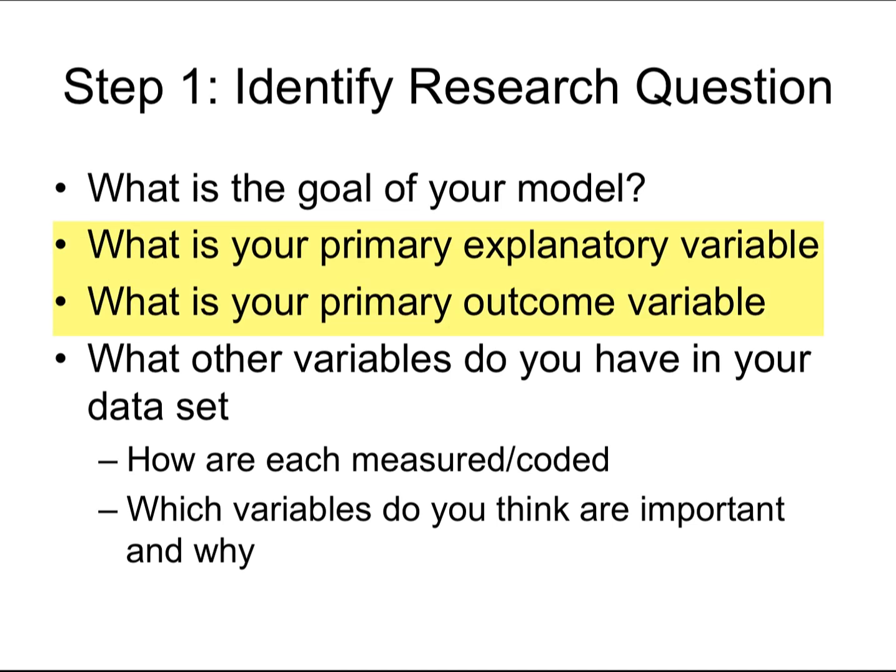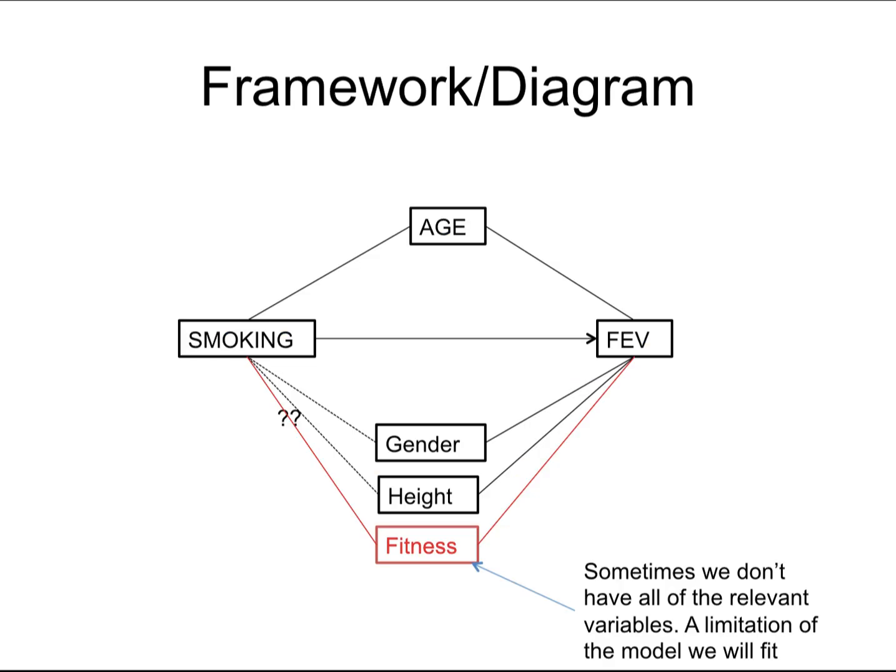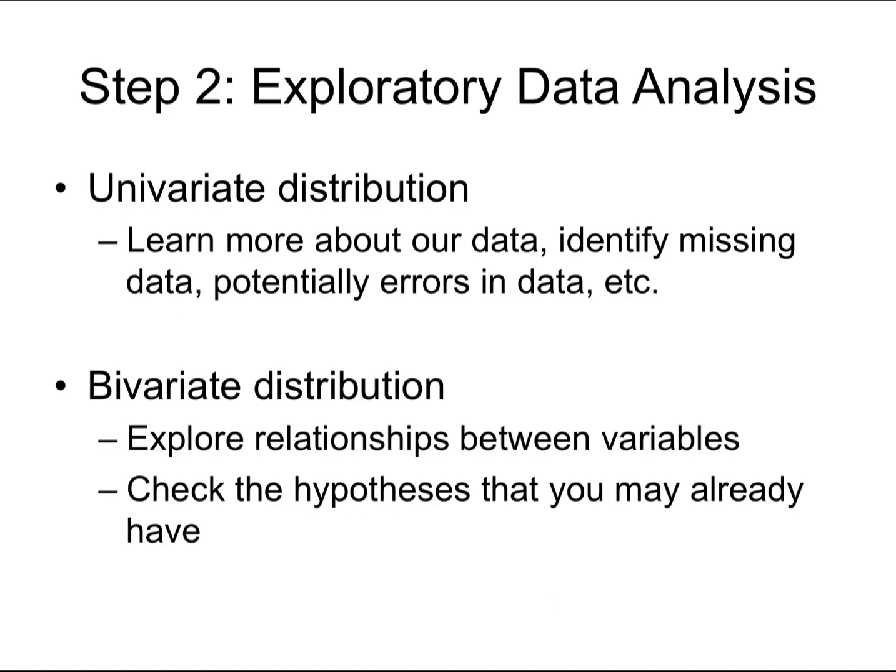You then want to identify your primary explanatory and outcome variable and review the other variables that you have in your dataset, including how these are coded. Could these confound your association of interest or modify the effect? Do we have all the variables in our dataset that could potentially confound or modify the association of interest? For example, we don't have a measure of fitness in the smoking and FEV dataset. This could be an important confounder or effect modifier.